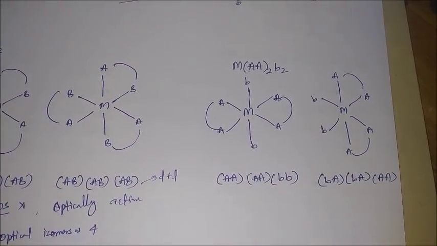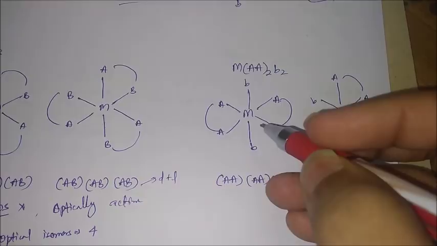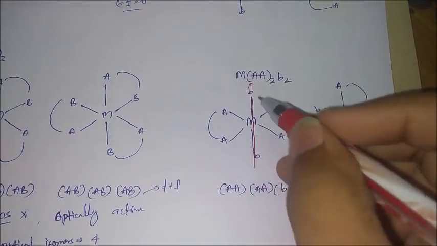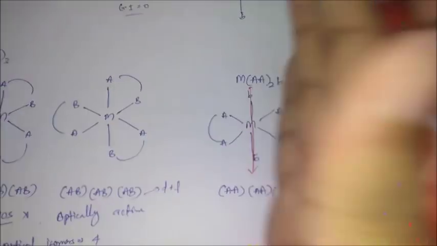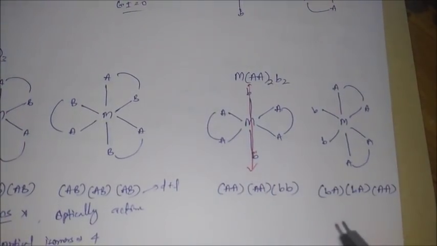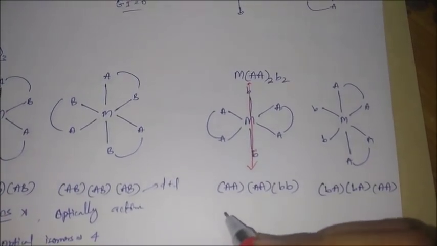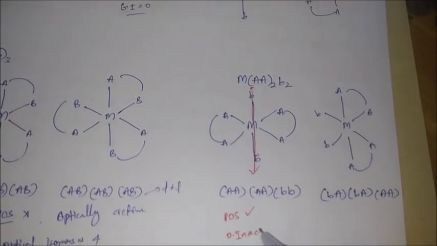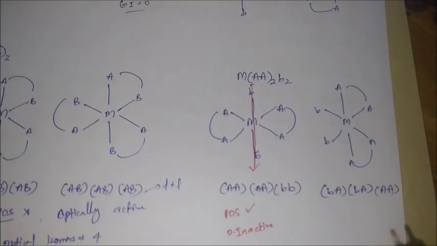So yeah, it is optically inactive. Sorry, it has a plane of symmetry. How does it have a plane of symmetry? If I cut this molecule like this, in this way, what will happen? These two will be cut into two equal halves. So a plane of symmetry will be there, so this molecule is optically inactive.